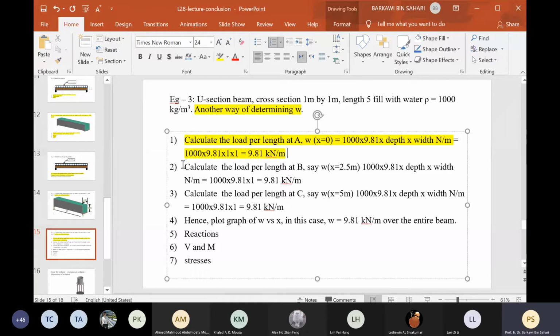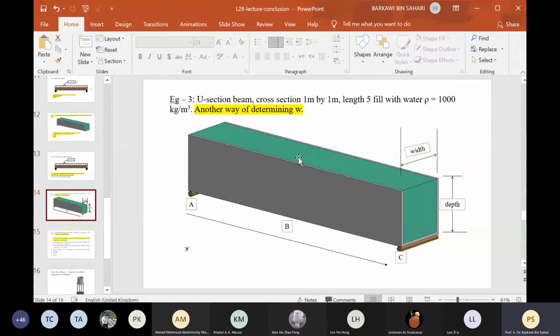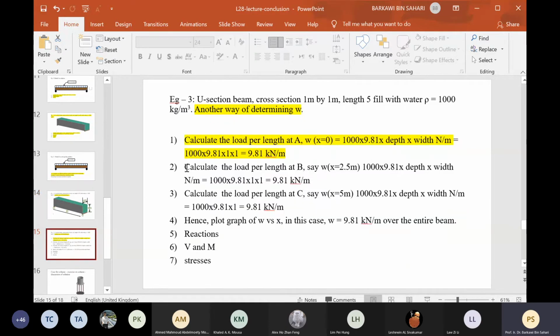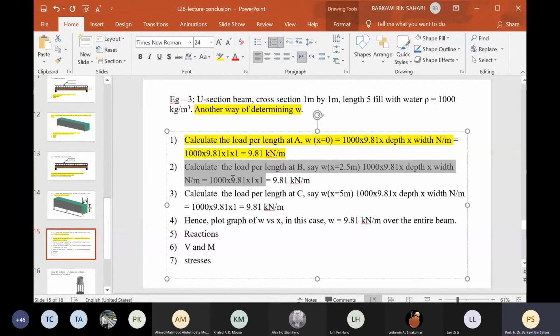So this is the value at A. Now you calculate midway, the load per unit length at B, which is 2.5 meter from A. So at B, we check the situation there. The depth is still 1 meter and the width is still 1 meter because it is a uniform section. It may not be so. Okay, at B, we calculate the load per unit length, which is 1000 multiplied by 9.81 multiplied by 1 multiplied by 1, is 9.81 kilonewton per meter.